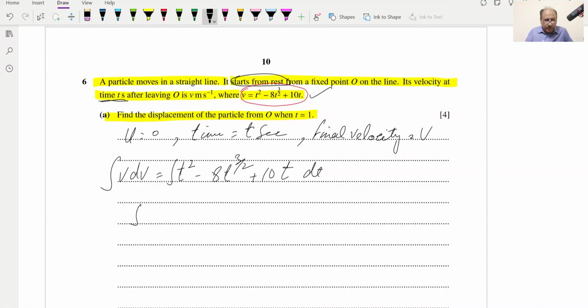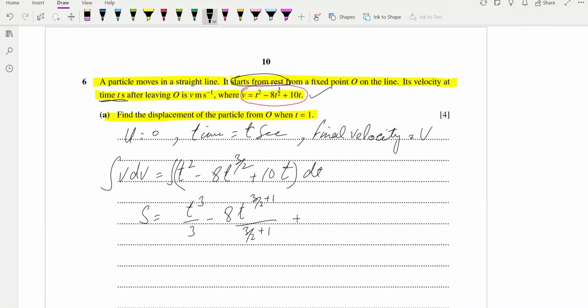So this will be basically s on this side, which is equal to the integral of this function. So it will be t cubed over 3 minus 8 t raised to 3 by 2 plus 1 over 3 by 2 plus 1, and plus 10 t squared divided by 2, and plus c, which is a constant. Now after taking the integral, we know that at t is equal to 1.